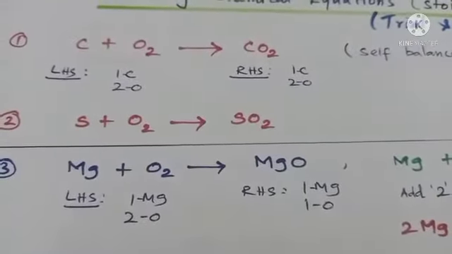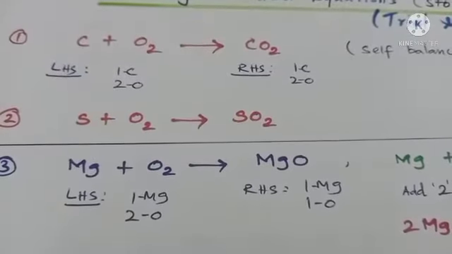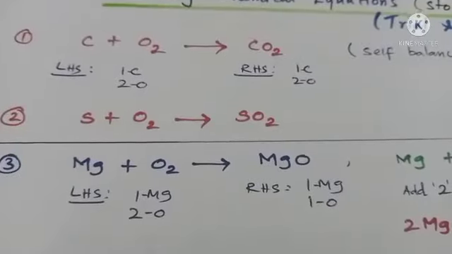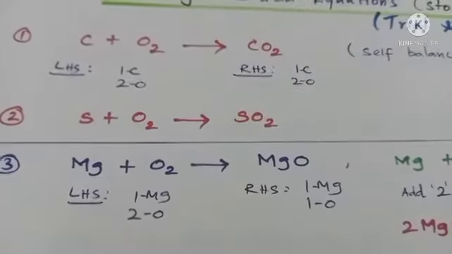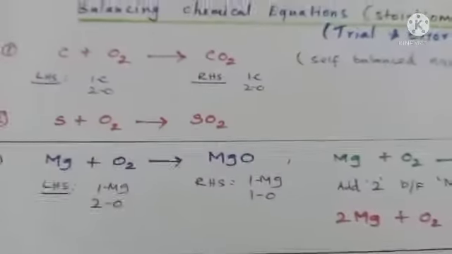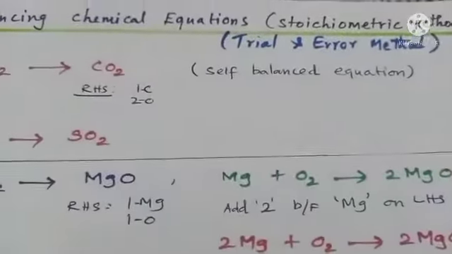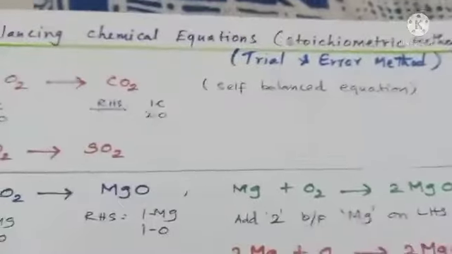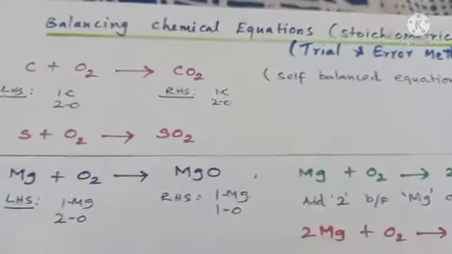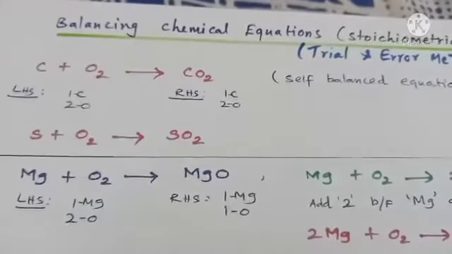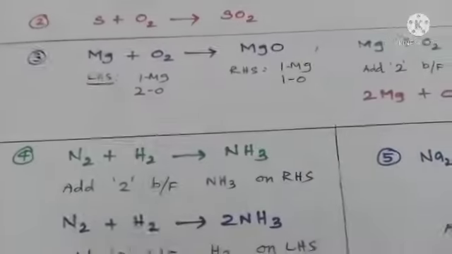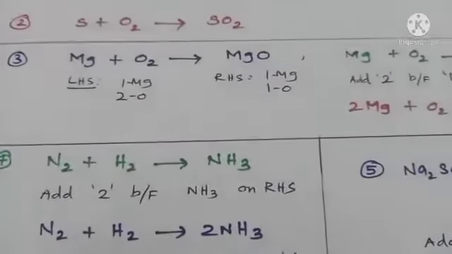And look at the second one also. Sulfur on reaction with oxygen gives sulfur dioxide. Even in the second equation, the number of sulfur atoms and oxygen atoms are equal on either side, isn't it? So this kind of equation is called a self-balanced equation. Once we write the molecular formulas of the reactants and products, when the equation itself is balanced, it is called a self-balanced equation.